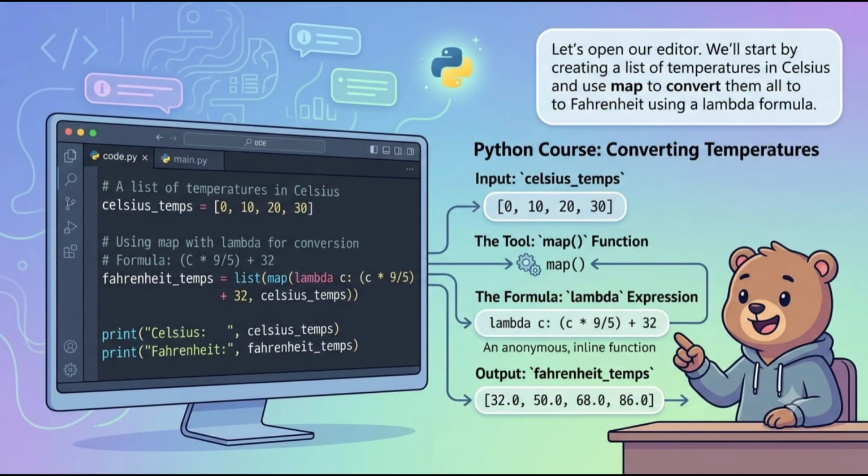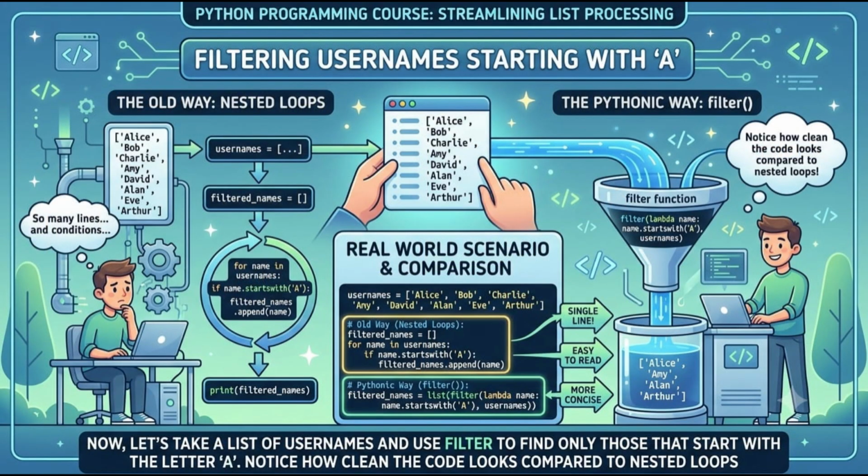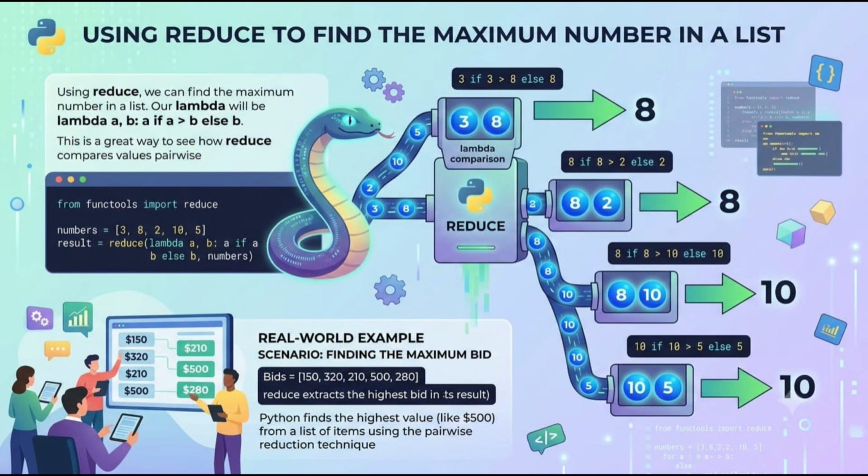Let's open our editor. We'll start by creating a list of temperatures in Celsius and use map to convert them all to Fahrenheit using a lambda formula. Now, let's take a list of usernames and use filter to find only those that start with the letter A. Notice how clean the code looks compared to nested loops. Using reduce, we can find the maximum number in a list. Our lambda will be lambda a, b: a if a > b else b. This is a great way to see how reduce compares values pairwise.